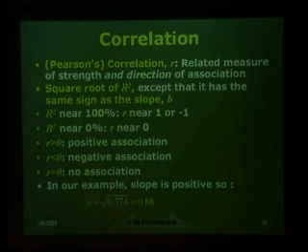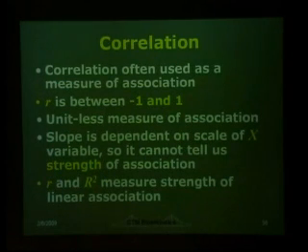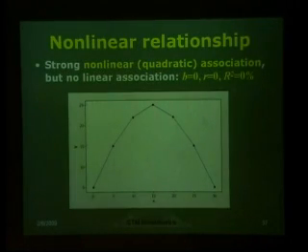Okay? It ranges from -1 to 1, which gives us the strength and the direction. So either Pearson's correlation or R square both measure the strength of the linear association.